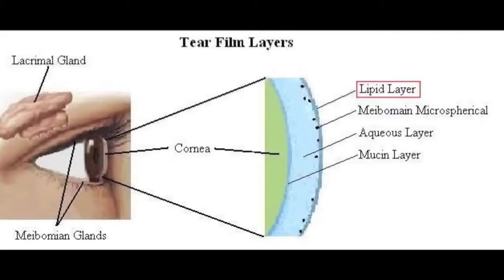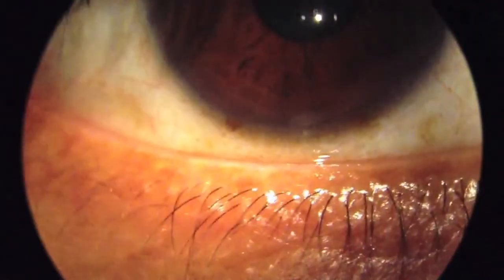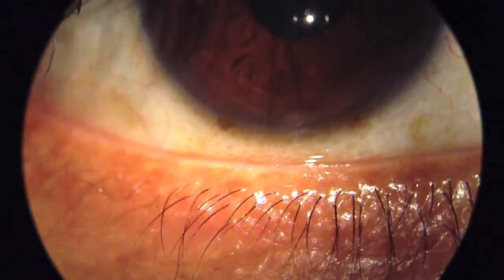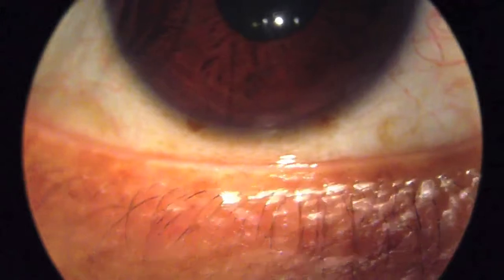mucin layer. The most superficial or outer layer of the tear film is the lipid or oil layer, and is produced by the meibomian glands in both the upper and lower eyelids. This layer is extremely important in helping to stabilize the tear film and prevents evaporation of the lower layers. The meibomian glands run most of the way across the entire lid, and there's up to 100 total between the upper and lower lid of each eye.